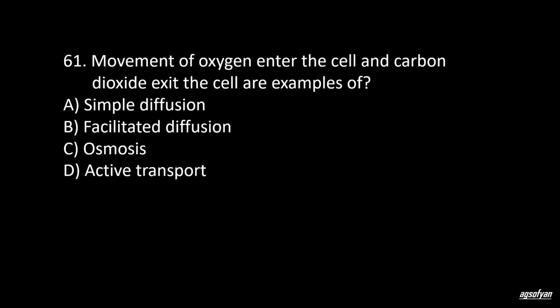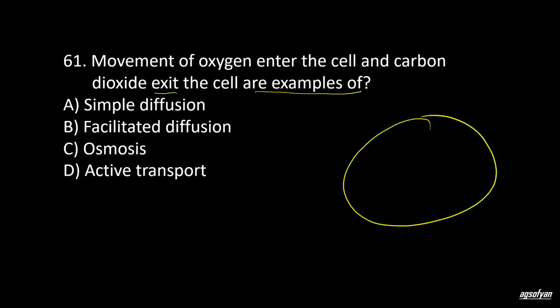Movement of oxygen entering the cell and carbon dioxide exiting the cell are examples of simple diffusion, facilitated diffusion, osmosis, or active transport. Remember, oxygen and carbon dioxide are very small, hydrophobic molecules. So the oxygen will enter into the cell easily, and the carbon dioxide will exit the cell easily. This is called simple diffusion without any help. They just cross the cell membrane easily.